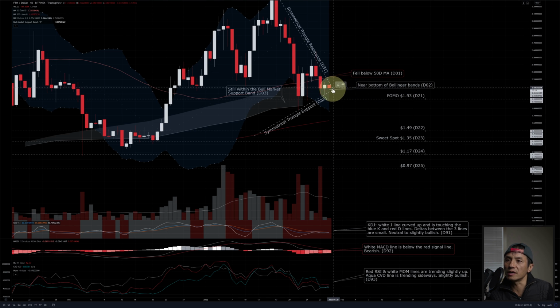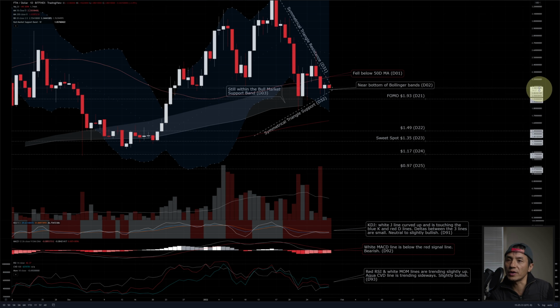And the current candle is near the bottom of the Bollinger Band. Current Bollinger Band is going like this, and the bottom is right here. So it's closer to the bottom than it is to the top. This little ribbon here is grayish. It's still within the grayish ribbon, and that's the bull market support band. Previously it went down into it and then bounced back up. It's doing the same thing here. It went down and then went back up, and it's currently right in the middle of the bull market support band. So it may test down again, but it's been pretty strong support for FTM.